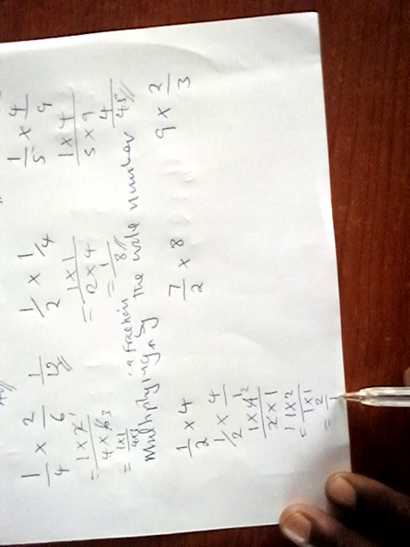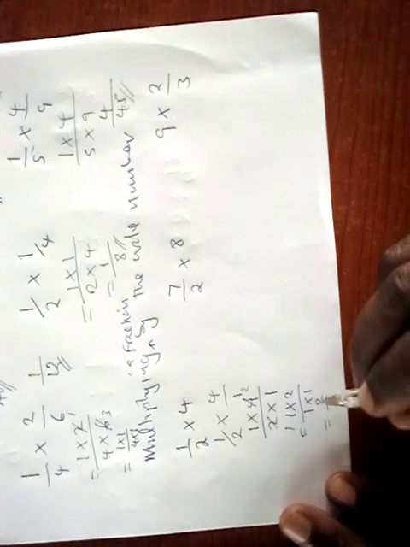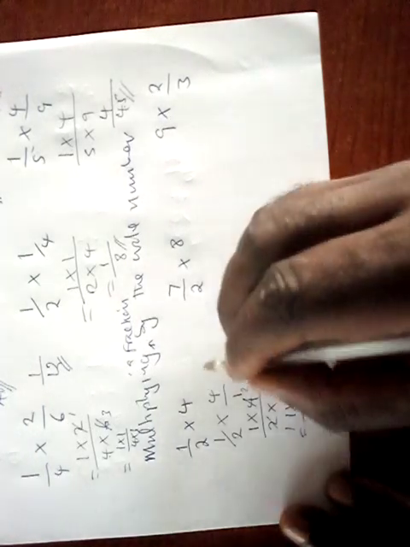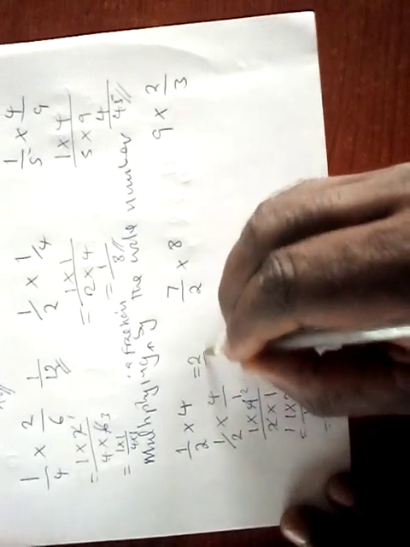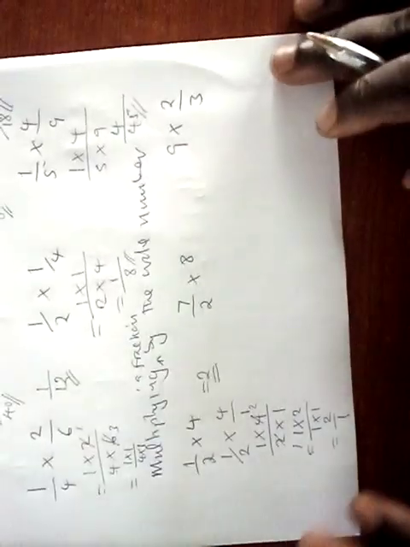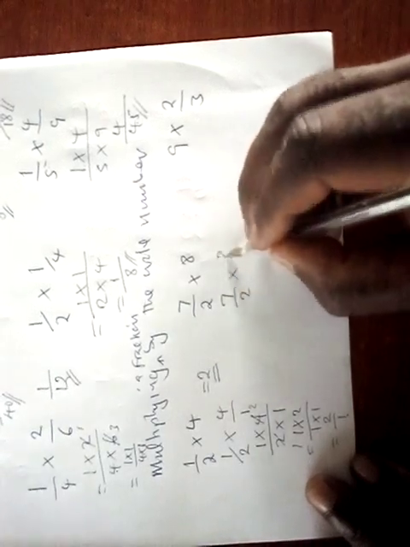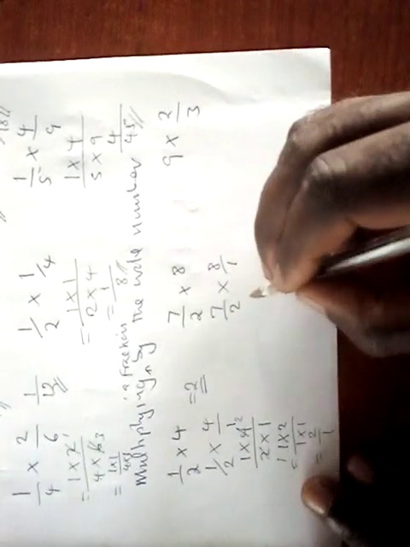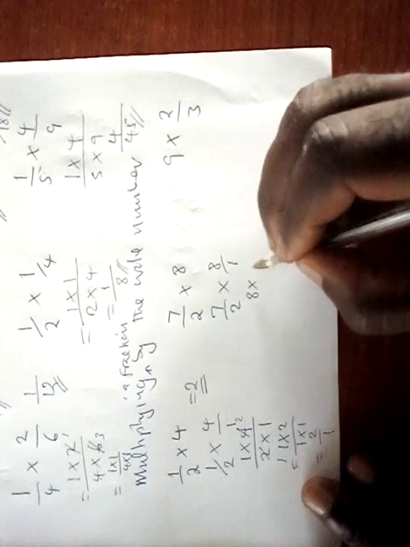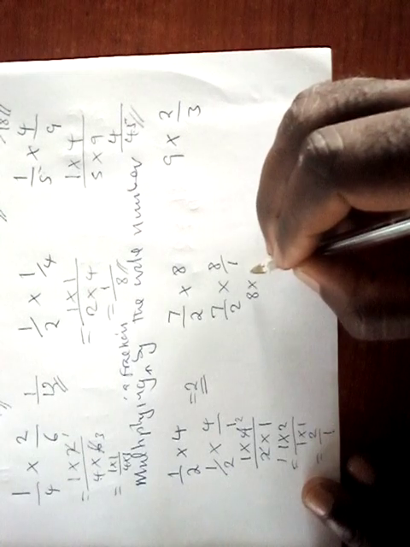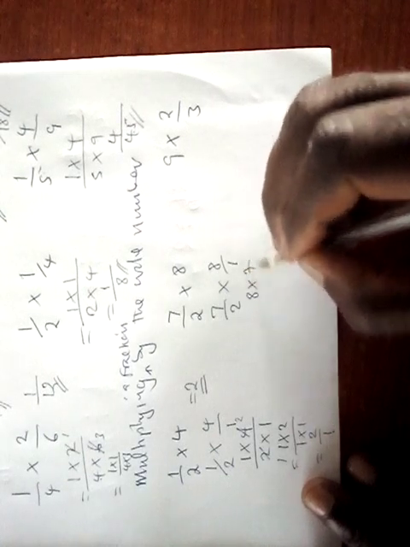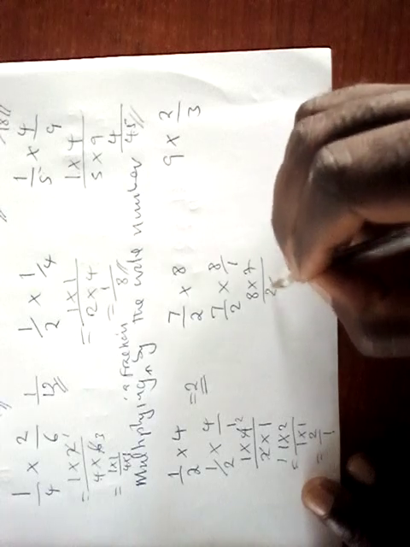So this is not the final answer. 1 can go into 2 how many times? 2 times, exactly. So your final answer now is 2, a whole number. We come to this, you write 7 over 2 times 8 over 1. So this is 8 times 7 over 2 times 1.